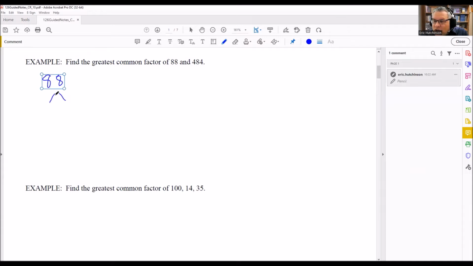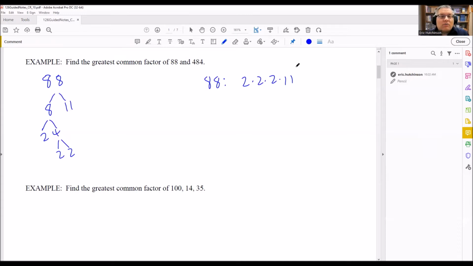So 88, we'll start with 8 and 11. And then 8 goes into 2 and 4. And then the 11, there's nothing else that goes with that. So we'll keep going and we get that. So we get three 2s and 11. So let me write that over here. I'm going to write the prime factors of each one. So for 88, this is going to be 2 times 2 times 2 times 11.